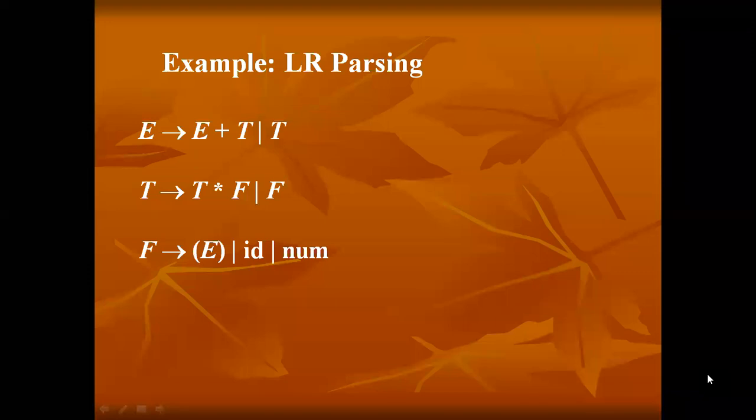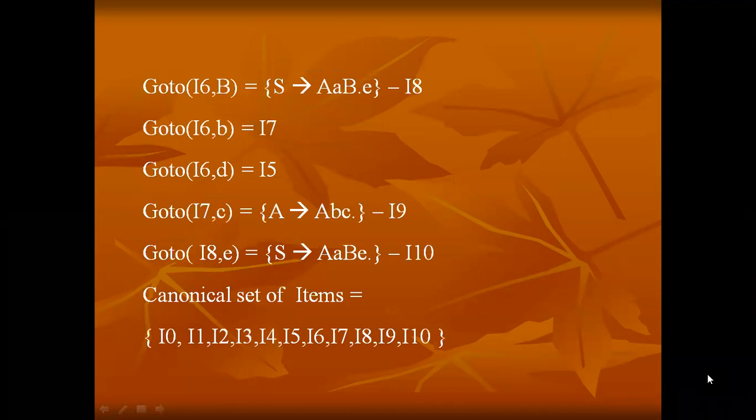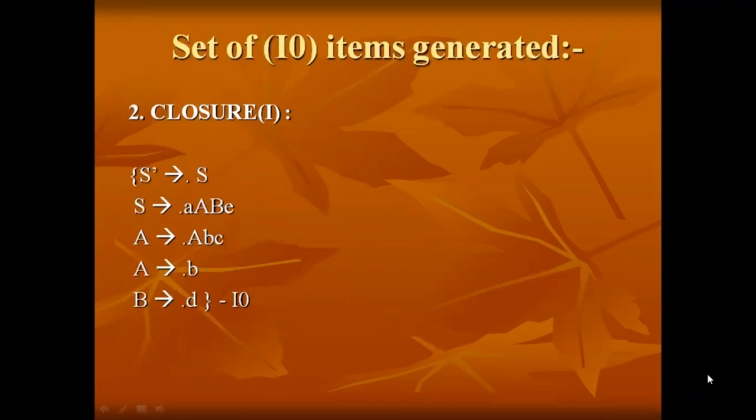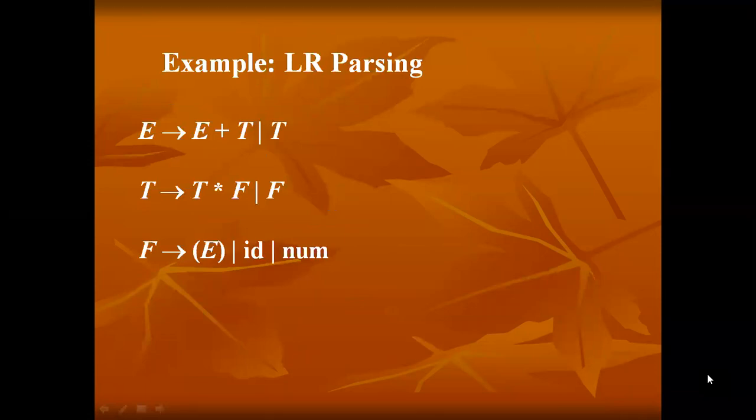For this example, for the next class, you construct step number 1, step number 2, and step number 3. That means form the augmented grammar, then compute the closure of I, then construct the goto function, and then find the first and follow. And in the next class, I will explain how to construct the parsing table for this example. After knowing the construction of the parsing table, you all should construct the parsing table for this exercise problem.